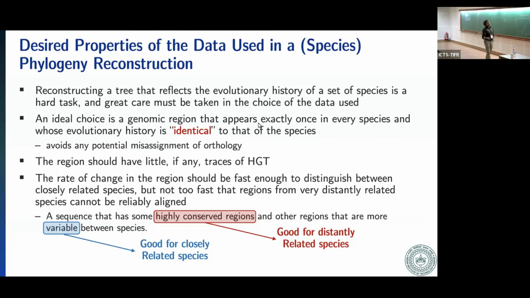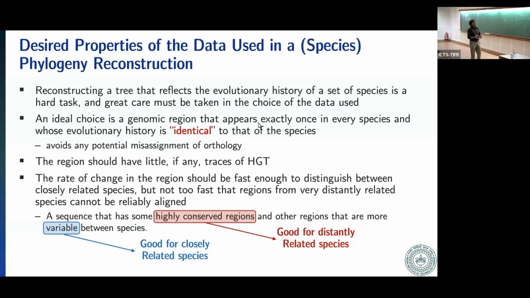On the other side, there might be regions which are more variable between the species, and this is really good for closely related species. So if you have, let's say, one group of bacteria which are very similar to each other, if you have no distinction across all these different bacterial species, then probably you will not be able to resolve their phylogenetic history, and then you will end up with a polytomy, right?